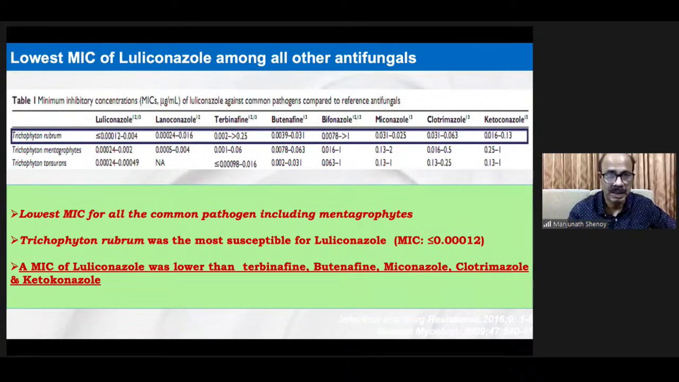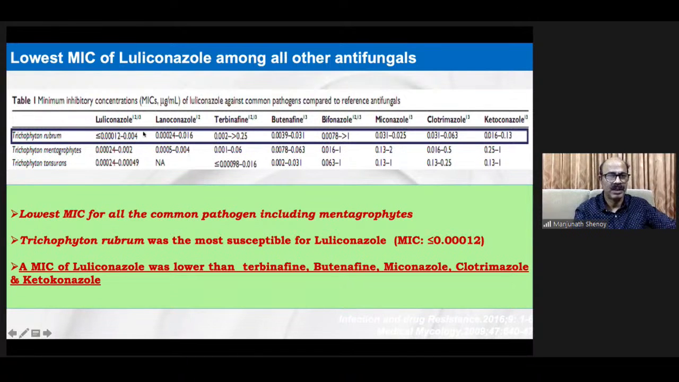And if you see over here, some of the best of the top antifungals are compared for their minimum inhibitory concentrations. You see here, luliconazole has got as low as 0.00012 for Trichophyton rubrum, and probably not more than 0.004, which says such a small amount of drug is sufficient to inhibit the fungus.